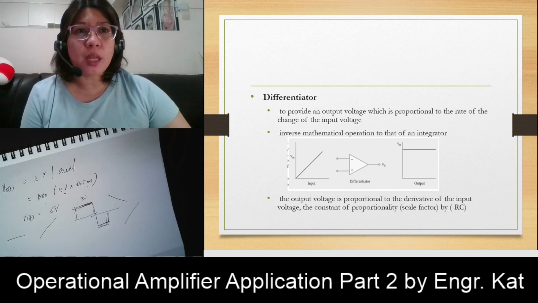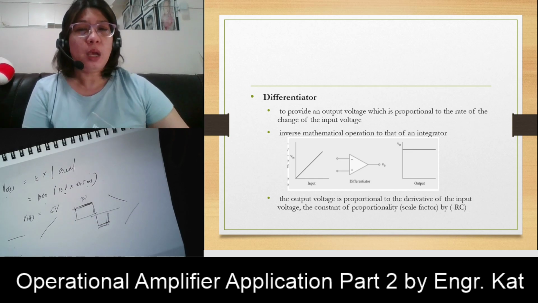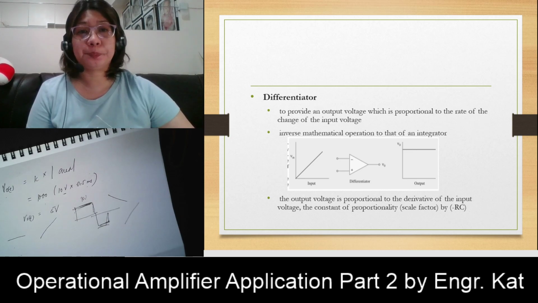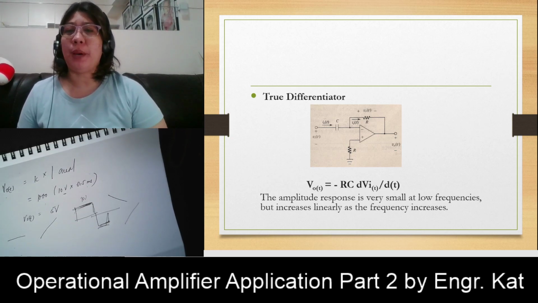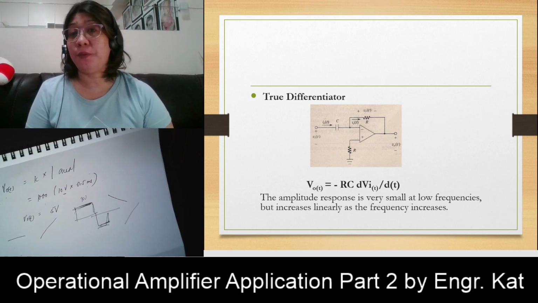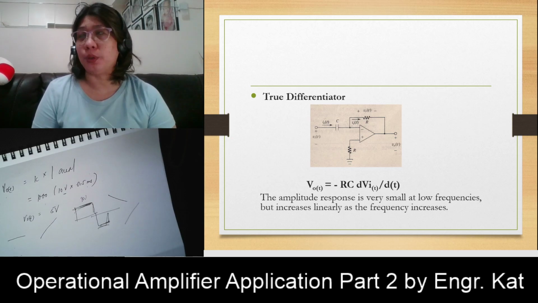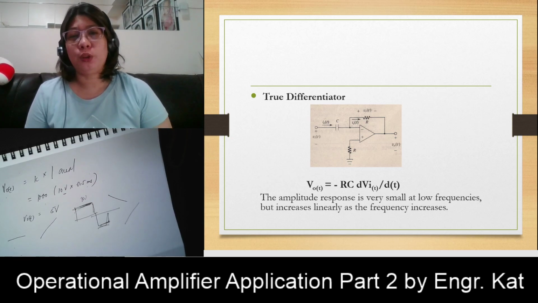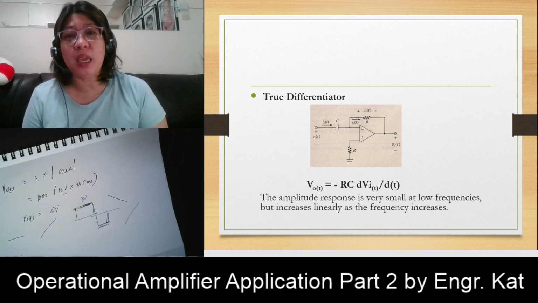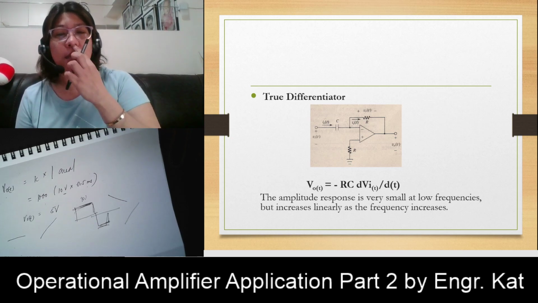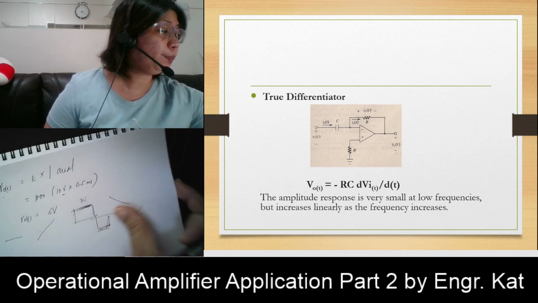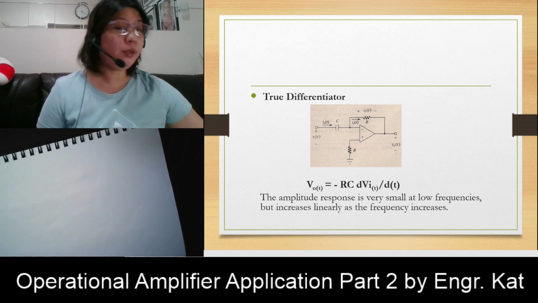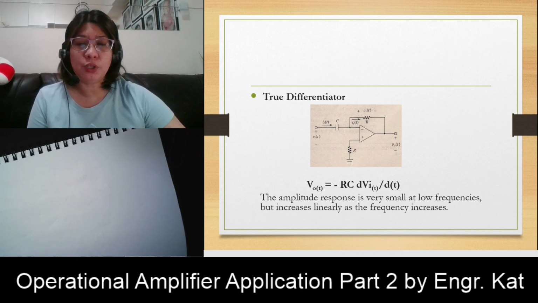Actually, for a differentiator, we're just going to change the position of the capacitor. So instead of placing the capacitor in the feedback path between the input and the output, we will be placing your capacitor at the input terminal. So again, the input is still applied at the inverting terminal. Therefore, we still have a negative sign in our output formula. Okay, so how do we derive the output voltage for a true differentiator circuit?